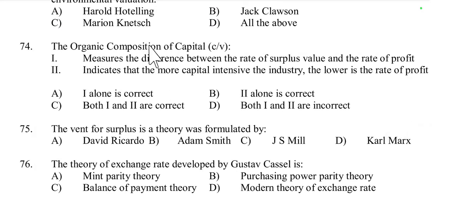Then question number 74. The organic composition of capital, C by V. It measures the difference between the rate of surplus value and the rate of profit. Then the second statement: it indicates that the more capital intensive the industry, the lower is the rate of profit. Yes. Both 1 and 2 are correct here according to the organic composition of capital.